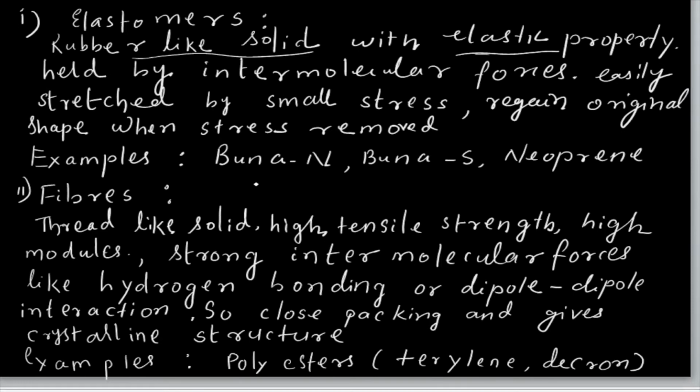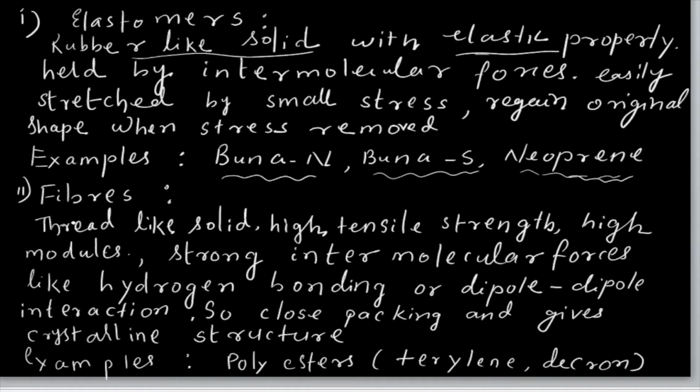Examples: these are all types of rubber, Buna-N, Buna-S, neoprene. But here only remember the names. We will see the preparation later, how to make these synthetic polymers.